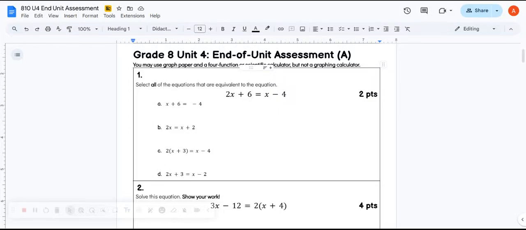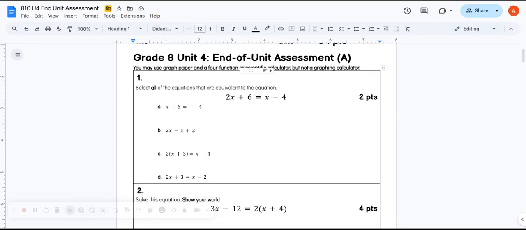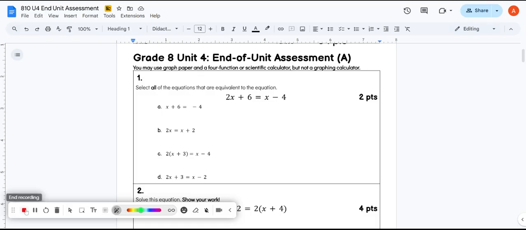Thank you for watching this video so that you can make some adjustments to your Unit 4 test to increase our grade to a 70% or above. So we're going to look here at number 1. Make sure as you're looking at your own test, you're making the necessary adjustments to make sure that you have all the correct answers. So we're starting right here with number 1 where it says select all the equations that are equivalent to the equation that's given to us.